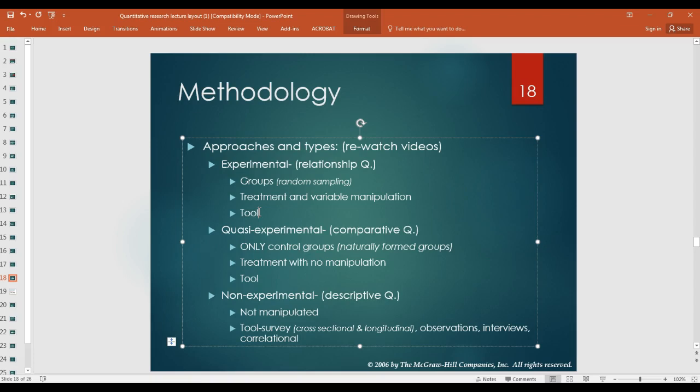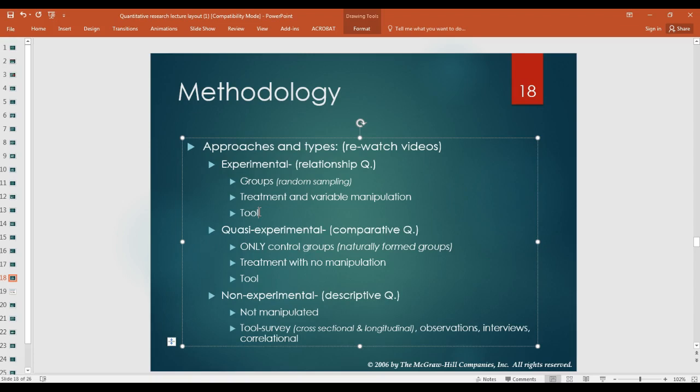Okay, let's look at the quasi-experiment. Now in the quasi-experimental, you can be randomly selecting, but you are not, and I highlight not, randomly assigning them. They have to be naturally formed. Okay, so there is only a control group that you're having, and then the other group is just completely naturally formed. I really did not randomly assign them, so they pre-existed already. There will be treatment, but there is no manipulation of independent variable.